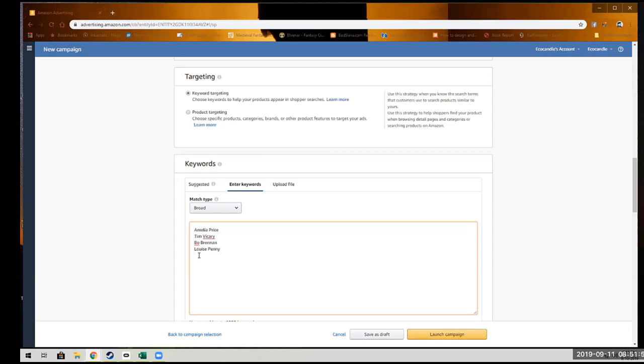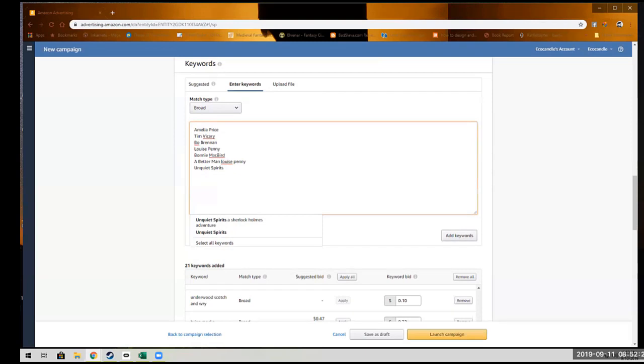We'll do this. Number two is Bonnie Mac Bird. And you don't have to just use authors. I'm going to put in A Better Man, which is Louise Penny's book, and Unquiet Spirits. I spelled unquiet incorrectly. Unquiet Spirits, S-P-I-R-I-T-S. Let's spell that correctly. And this is interesting. Oh, it's a Sherlock Holmes adventure. Okay, there we go.